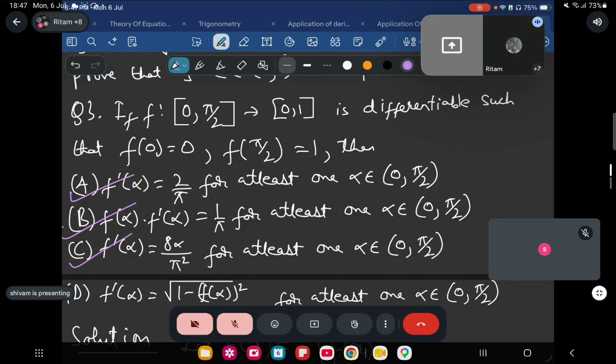Sir, g of x, g of x equal to what? What function we should take? f dash x by root over 1 minus f of x whole square. That is g of x.